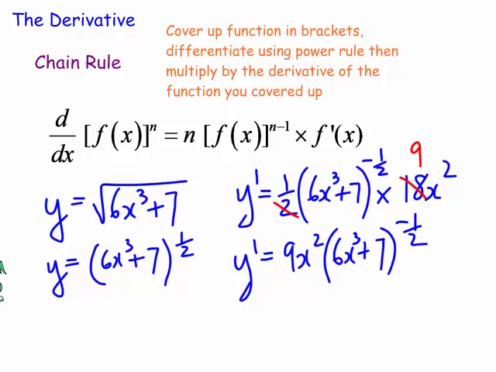Now I could put that underneath the 9x squared and write it as 9x squared all over the square root of 6x cubed plus 7, using that negative a half. But we'll just leave it like that for the time being. So this is the derivative of the function using what's called the chain rule. Okay, let's have a look at the next rule.